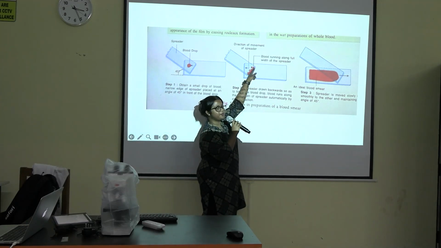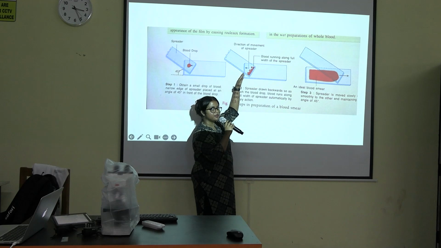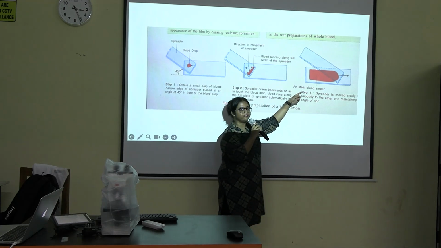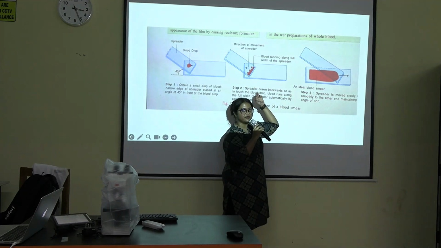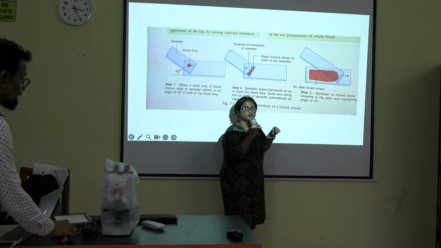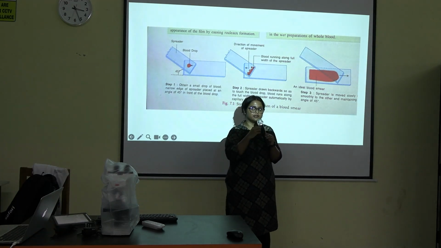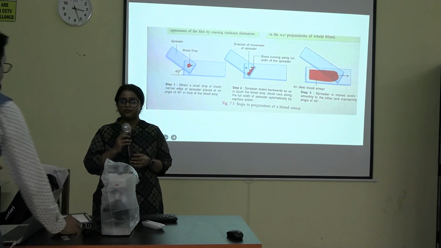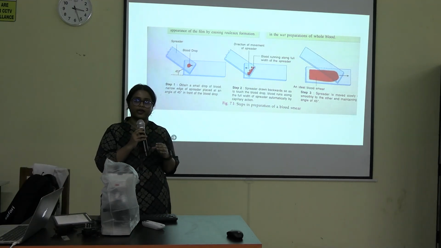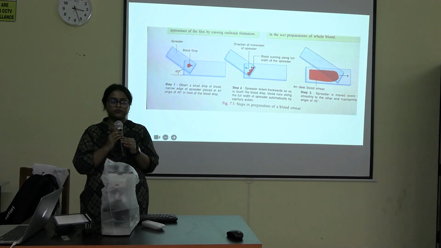And the blood drop will spread along this width. Then along an angle of 45 degree, we'll spread the blood. And the spreading should be smooth enough. You should not be hesitant while spreading the blood. After that, we'll allow the smear to dry in air. We'll leave it. After that, our staining process will start.